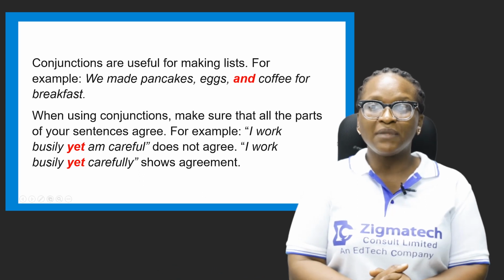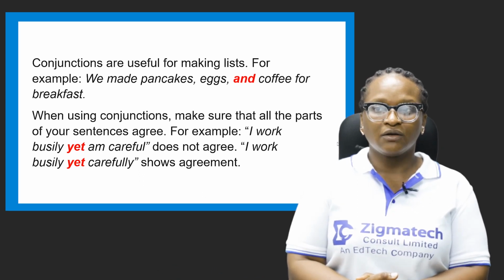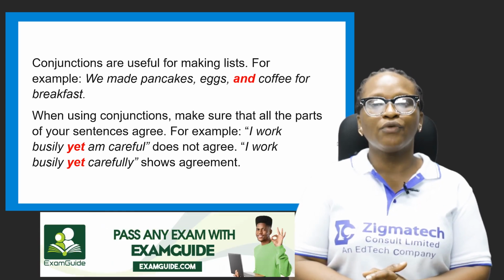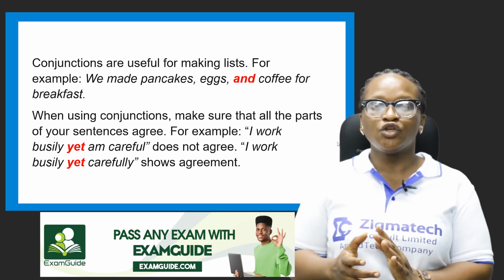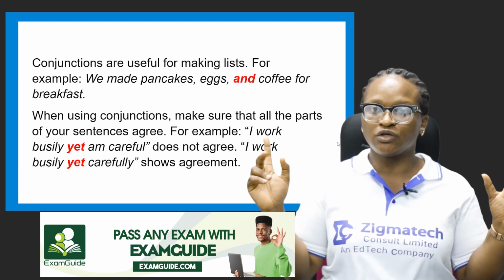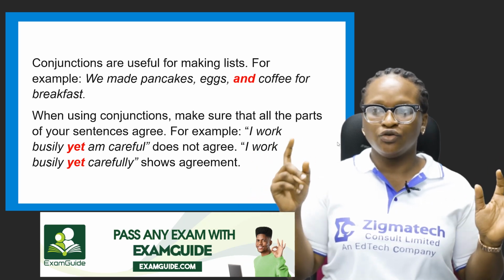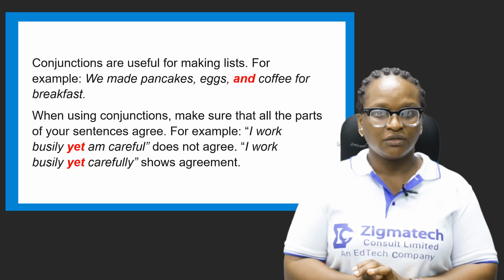Conjunctions are useful for making lists. For example, we made pancakes, eggs, and coffee for breakfast. You are making your list, you want to end your list, you want to mention the last item on the list, so you use your conjunction to close it up.